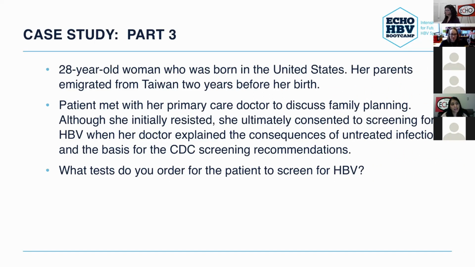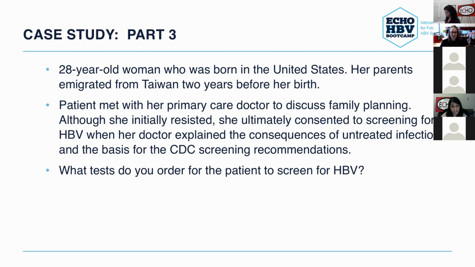We're going to start with our case study, building upon our patient from last week: a 28-year-old woman who was born in the United States. Her parents emigrated from Taiwan 2 years before she was born here. Her parents were born back home. The patient met with her primary care doctor, as you'll recall, to discuss family planning. She initially resisted Hep B screening, but ultimately agreed to move forward after the physician explained the consequences of untreated infection and the basis for CDC screening recommendations.